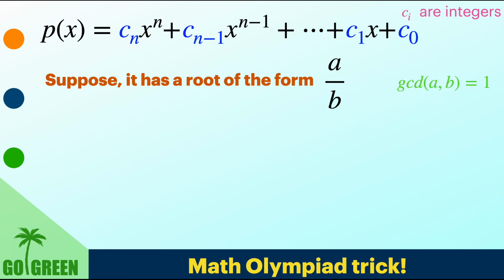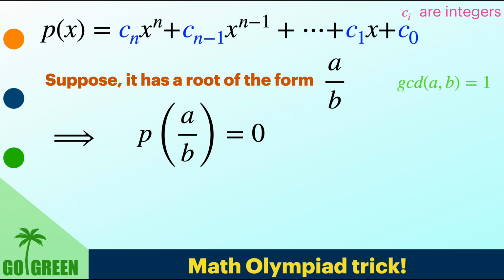We also assume that a/b is in its most reduced form, which means GCD of a and b is 1. This is without loss of generality, because we can always reduce the fraction until the GCD is 1. So we are assuming that a/b is a root of this polynomial, and we will develop the theory. We will see what happens when a/b is a root of a polynomial with integer coefficients. That's all we are going to find out.